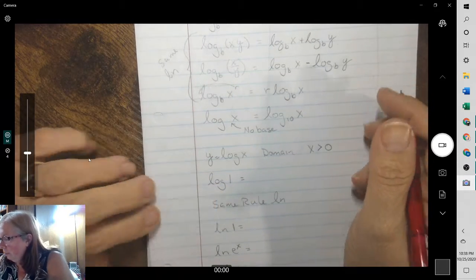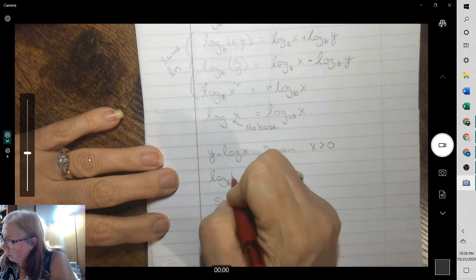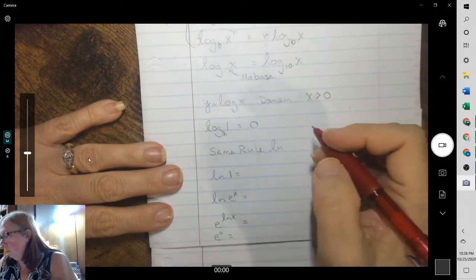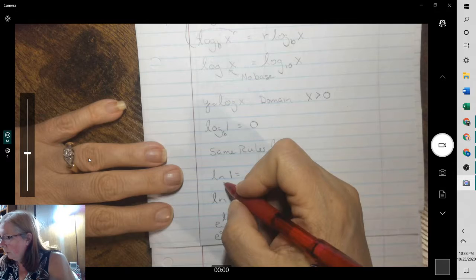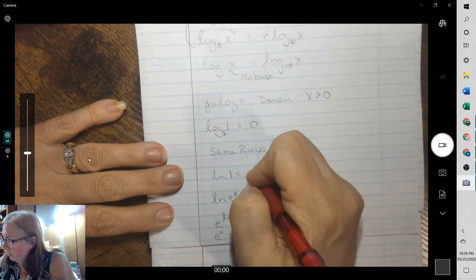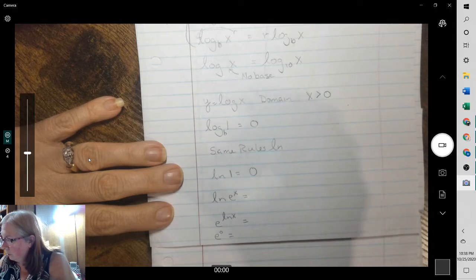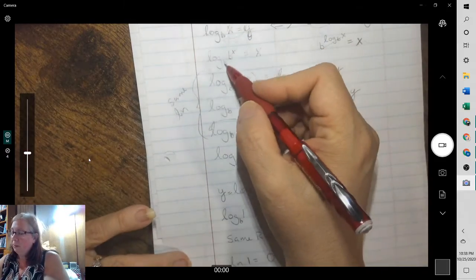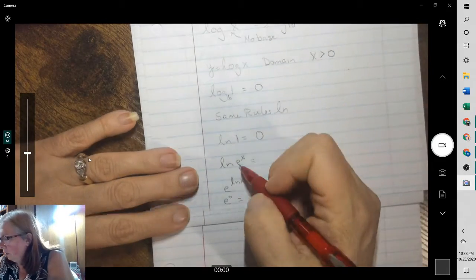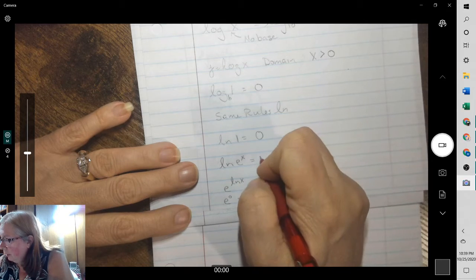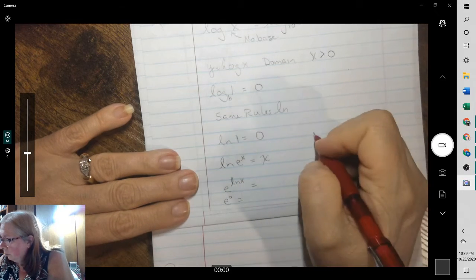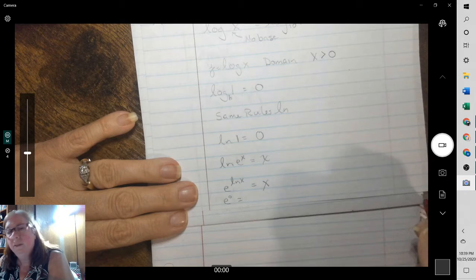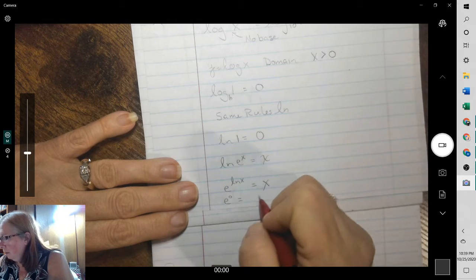The log of any base 1 is 0. So these same rules are for the natural log. Natural log of 1 is 0, just like the log. The natural log of e to the x, just like our b's here, the inverse of the natural log is e. So you can think of them as canceling and they leave x. You can go the other way too. E to the natural log of x would just be x. And anything to the 0 power is 1.